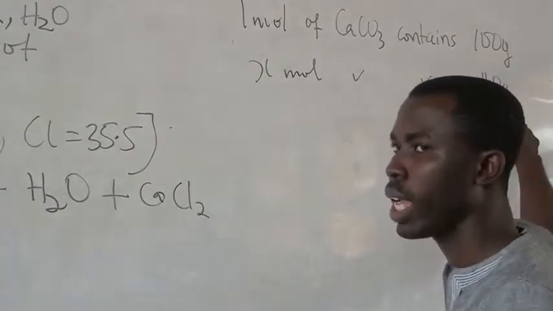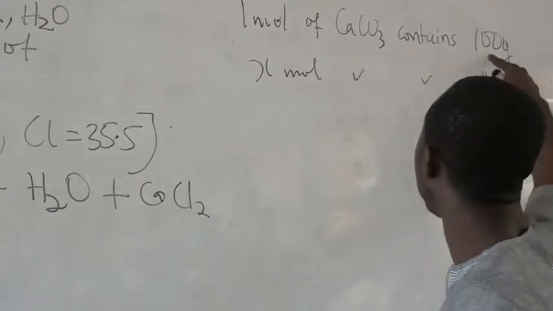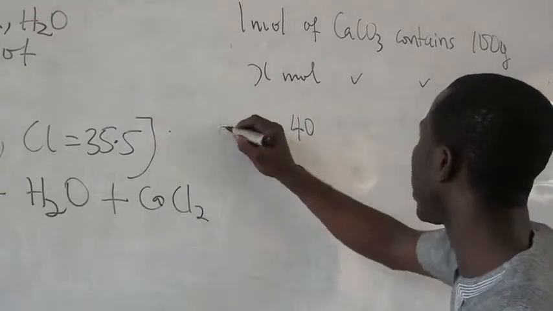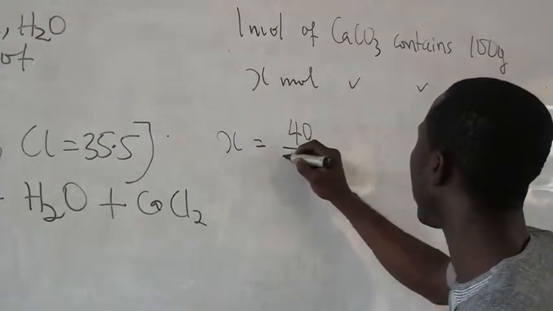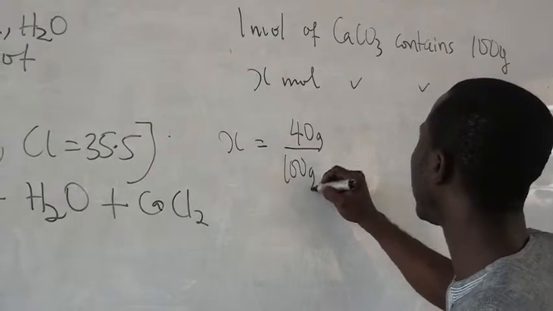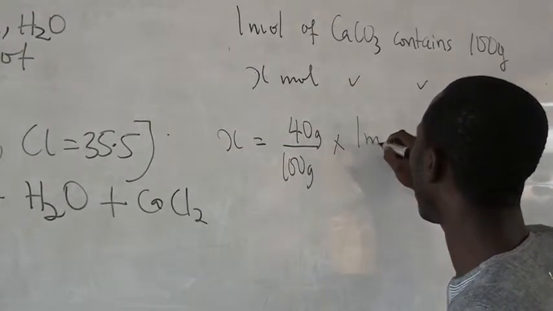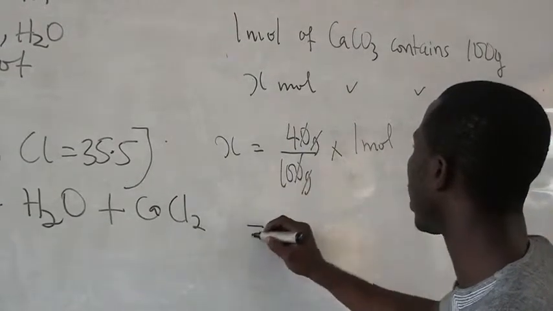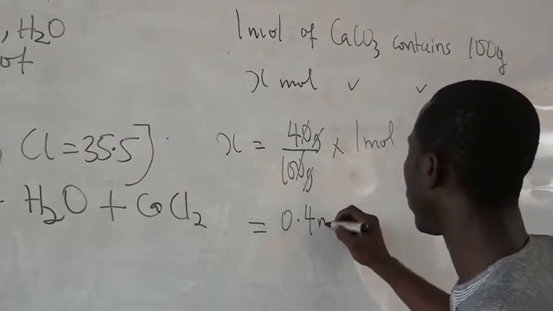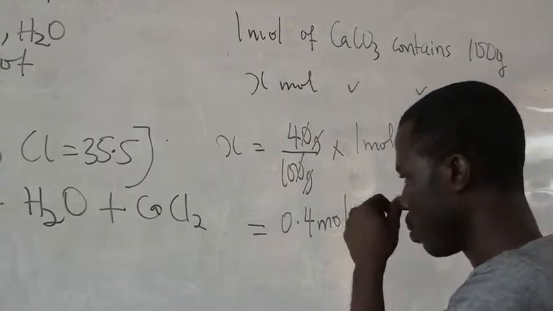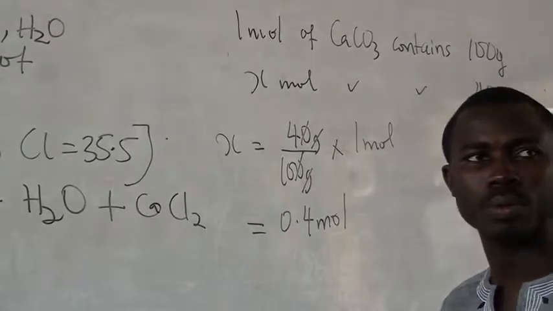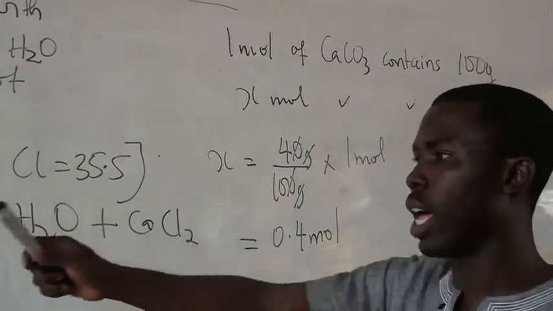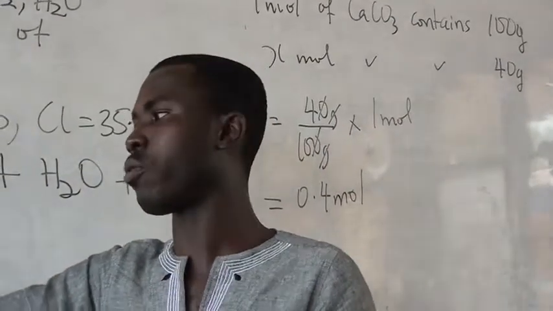It's going to be less, right? Yes. So if less, more divide. So you're going to have 40 grams. The x will be equal to 40 grams over 100 grams times 1 mole. This will cancel this. This will go out. So you end up with 0.4 mole. So 0.4 mole. That is the number of moles of the calcium carbonate present in the 40 grams.